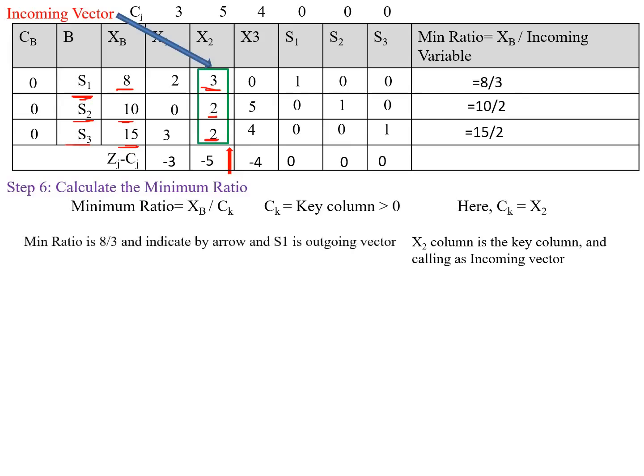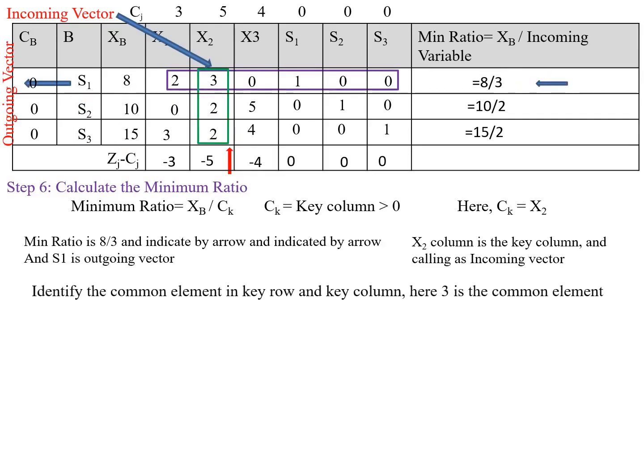So among these values, we have to choose the minimum ratio. So minimum ratio is 8 by 3 for S1. So minimum ratio 8 by 3 is indicated by an arrow, and S1 is the outgoing vector. Then identify the common element in the key row and key column. Here key row is S1 and key column is X2. So common element in the S1 row and X2 column is 3. So 3 is the common element.